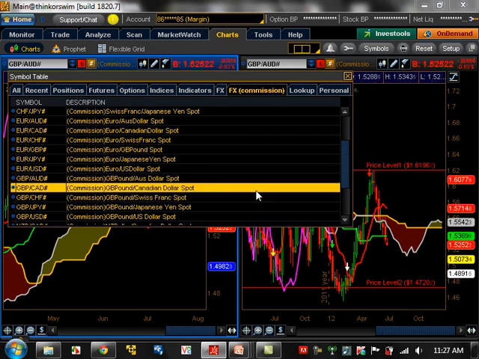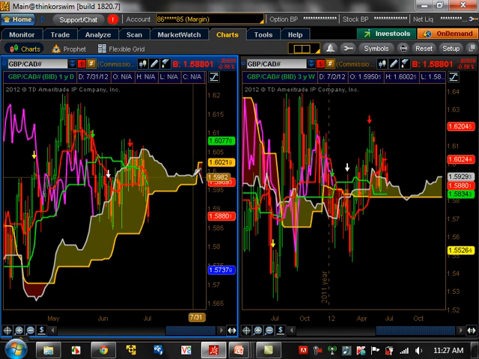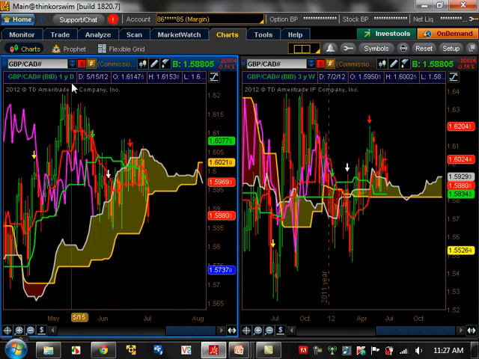Okay, pound CAD. If you look at pound CAD, really nothing going on here. Just basically getting tighter and tighter as far as this consolidation pattern. Major support level moving forward is going to be 58.34. Major resistance level is going to be 60.50.